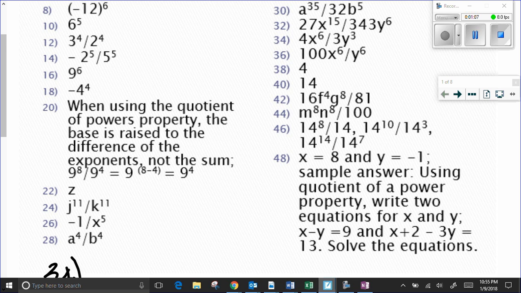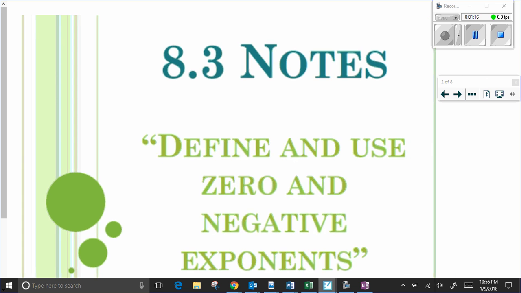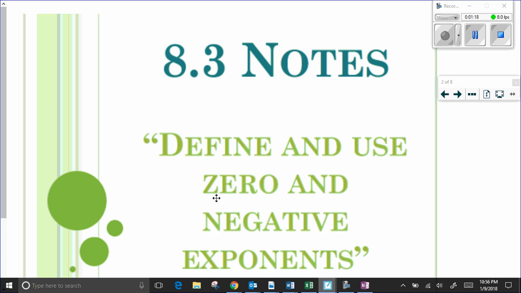We'll move on and let's work on the next section, which is defining what an exponent of zero really means, and working with negative exponents. So let's just jump right in.